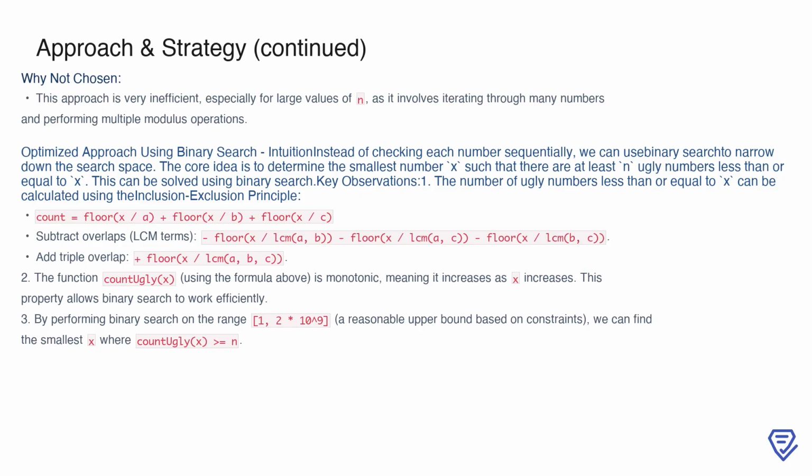Furthermore, the function countUgly(x), which calculates the count of ugly numbers up to x, is monotonic, meaning that as x increases, so does the count. This monotonicity allows us to efficiently narrow down the search space using binary search. By starting with a range of 1 to 10^9, we systematically reduce the interval until we find the smallest x that meets the condition countUgly(x) equals n.